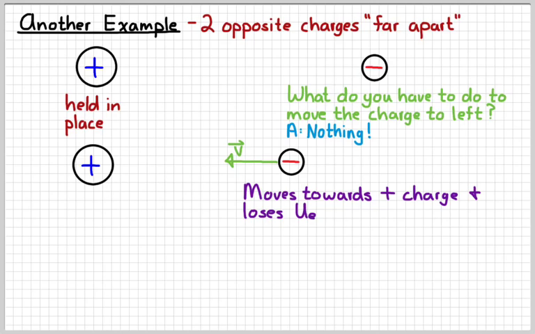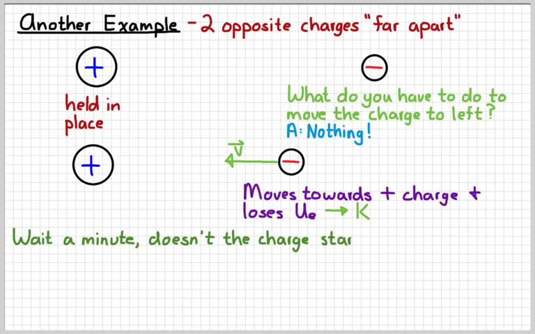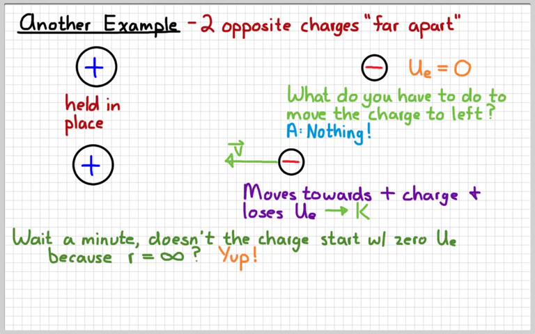Now, as it moves towards that positive charge, it has to be losing electric potential energy because it's gaining kinetic energy. So, you might be thinking that since the charge has to start with zero energy, something's amiss. The charge does start with zero potential energy because it started at infinity. That's by our definitions and our conventions, so that is a true statement. Its original electric potential energy is zero.